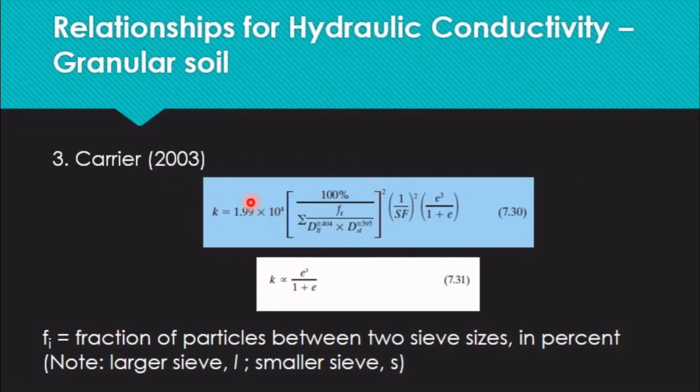So, D ng larger sieve at saka D ng smaller sieve. So, ito ay with respect to the grain size distribution. Kung meron kang grain size distribution, magagamit mo tong equation na to, kasi ito ay grain size distribution. Ayan. May example tayo mamaya, pakita ko sa inyo.